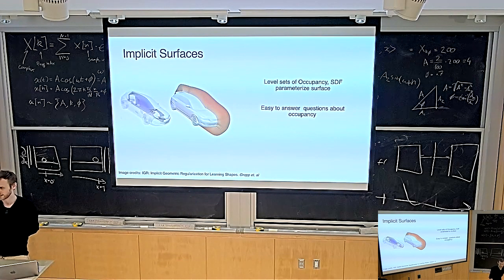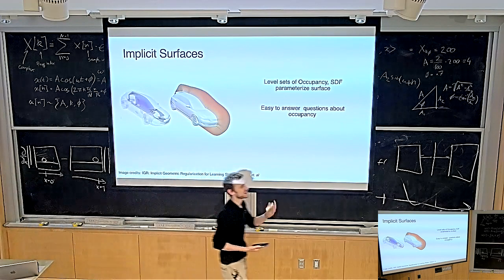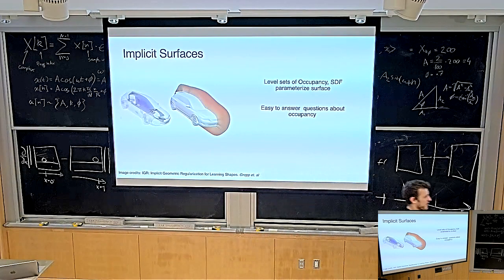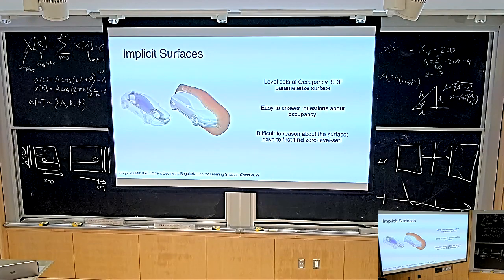Right, actually, this is exactly the question that we answered before. If you have the occupancy function or the signed distance function, it's very easy to answer if a point is inside or outside the shape. But almost as the dual of that, now it gets really hard to answer questions about surfaces again. So in fact, if I give you the signed distance function, how do you find the surface? You first have to find the set of all the points where the signed distance function evaluates to 0. But how do you do that?